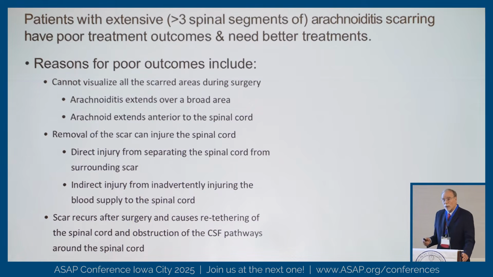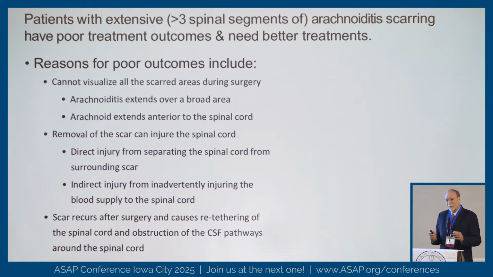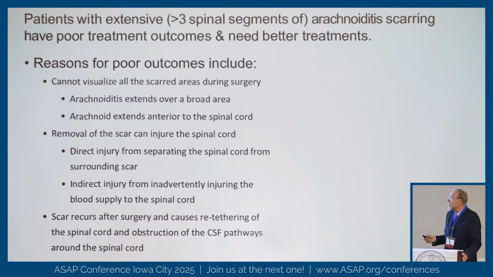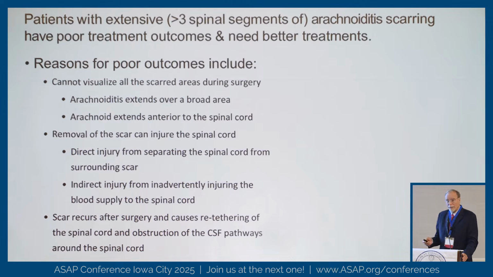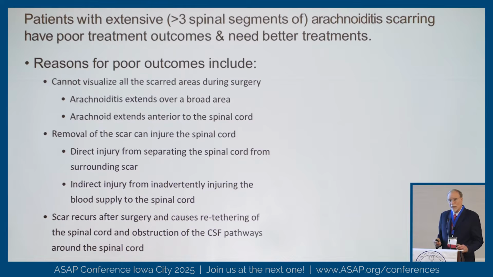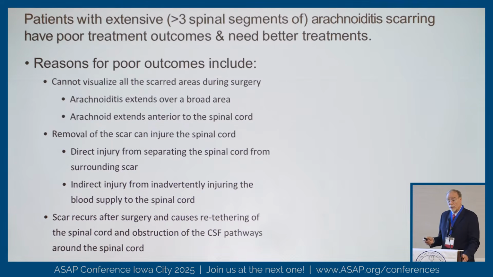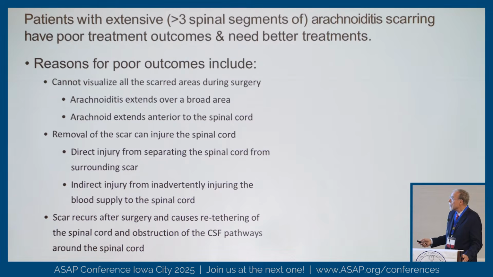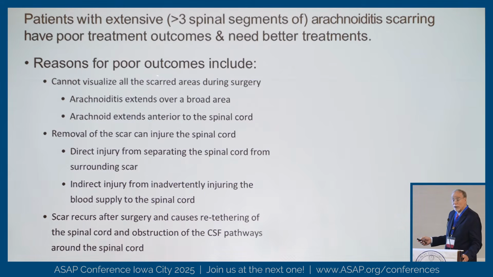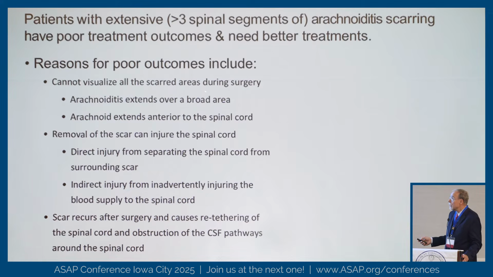All right, so people who have extensive arachnoiditis, not just a little bit but a lot, usually have more significant problems. In other words, if you have very focal trauma, you might get just a little bit of adhesion. But if you have a lot of bleeding in the subarachnoid space, or if you have meningitis, which affects the entire subarachnoid space, you can have extensive arachnoiditis. And with extensive arachnoiditis, you have worse outcomes because you can't visualize all the scarred areas during surgery.